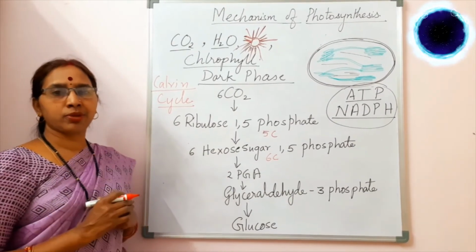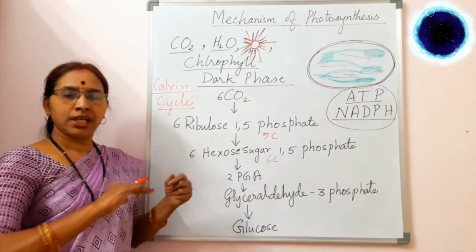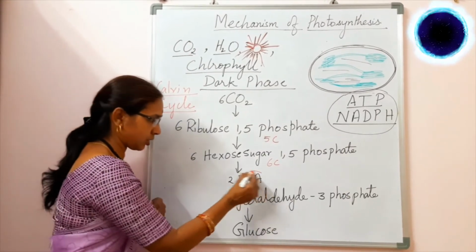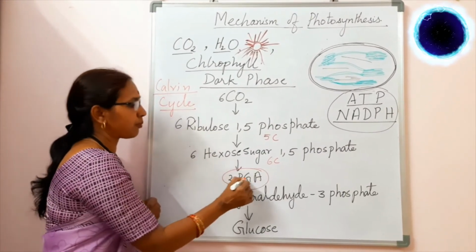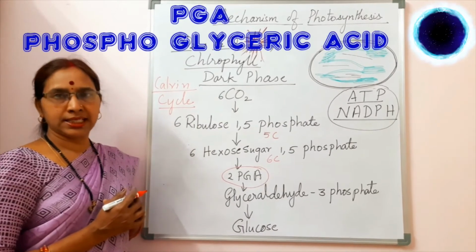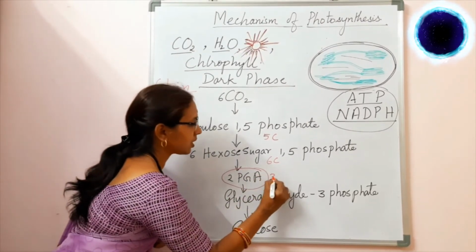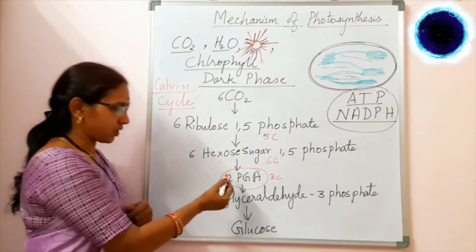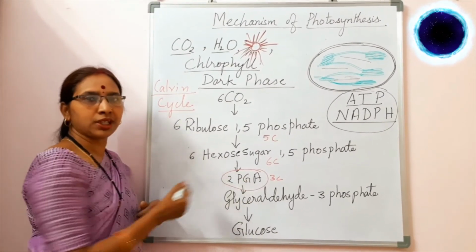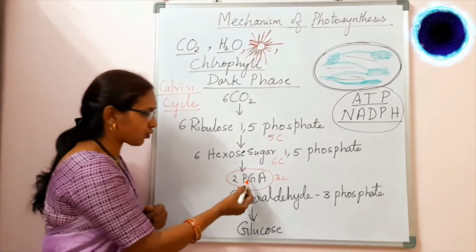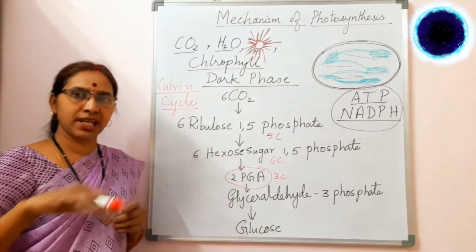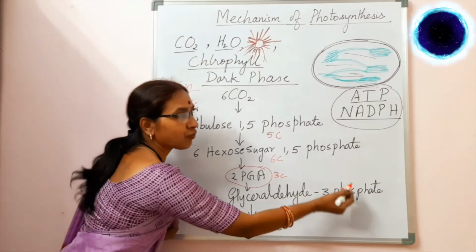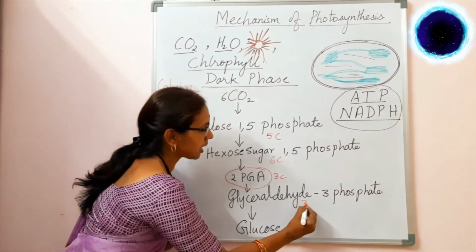This 6-carbon molecule is very unstable, so it spontaneously undergoes a reaction and gets converted into 2 molecules of phosphoglyceric acid, each a 3-carbon molecule. Now this phosphoglyceric acid again undergoes reactions and then forms glyceraldehyde 3-phosphate. This is also a 3-carbon molecule.